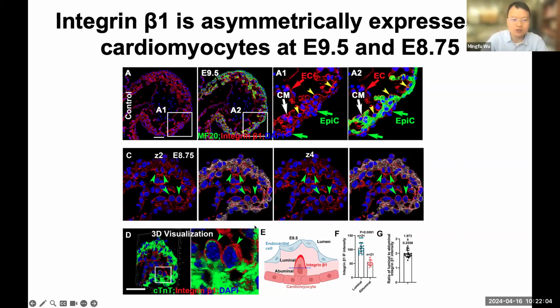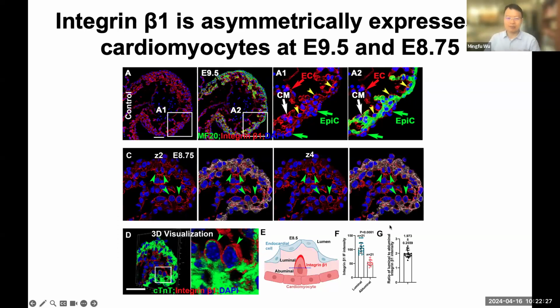And if we reconstruct these different sections here, you can see that beta 1 is enriched in the luminal side of the cardiomyocytes. And here shows a scheme demonstrating the asymmetric distribution. And here shows the quantification. That is, the luminal side has a higher level of beta 1 integrin.